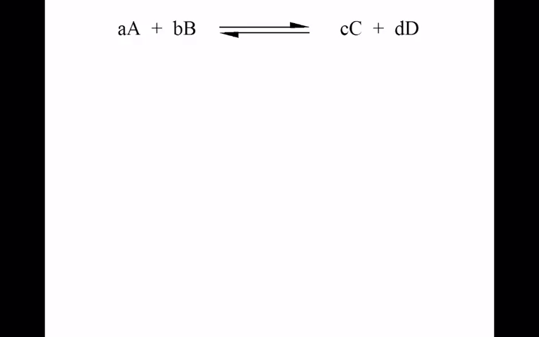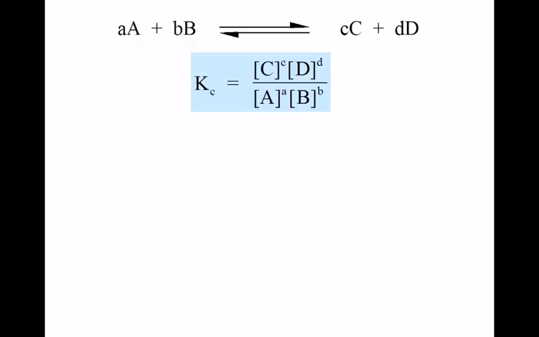Okay. Then we can come up with our out-of-the-box equilibrium constant expression, not the rate law. This is a capital K with a subscript C. Okay, this is our equilibrium constant.